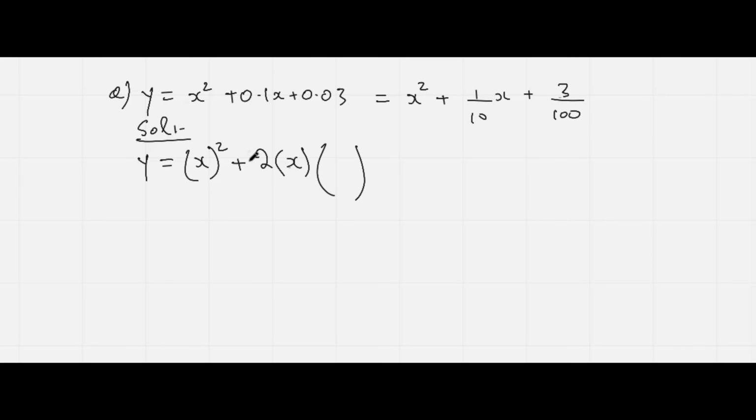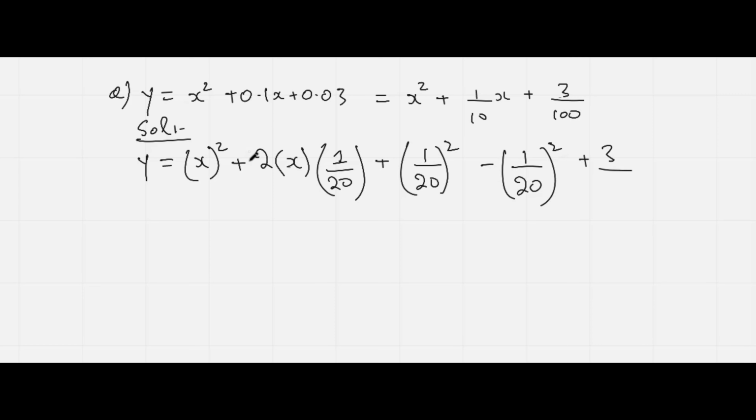Now it's easy for me to get the value of b, and then I can rewrite it in decimal form later on. So what shall I write over here so that I get 1 by 10 after solving? It should be 1 upon 20, isn't it? After cancellation that gives me 1 by 10, that is 0.1. So I come to know that my b is 1 upon 20 here. So I'm going to add and subtract my b square. And at the end I just write the constant value as it is.